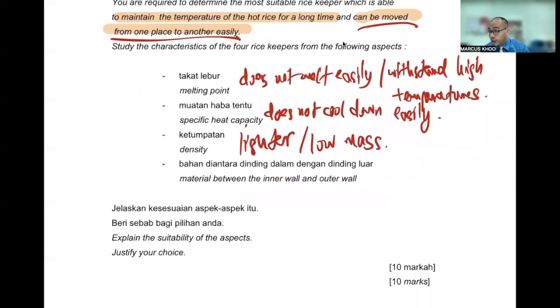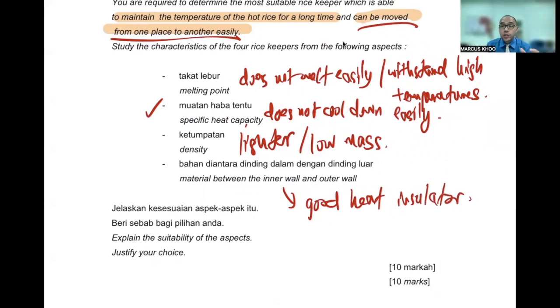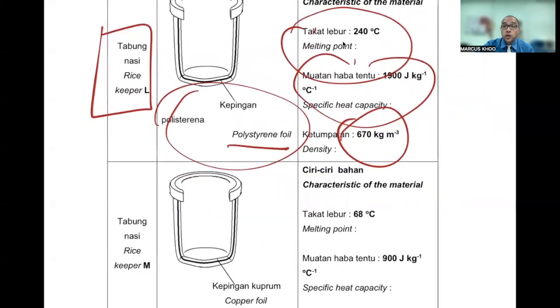Now, why do we want polystyrene? Because it is a good heat insulator. That's a standard one lah. Or it has a high specific heat capacity. There are many reasons for that lah. I would put, because I just want a different answer than heat capacity, a good heat insulator. Penebat haba, okay, a good heat insulator, so it keeps the temperature in for a much longer time. And so that will be L. L will be our choice lah.